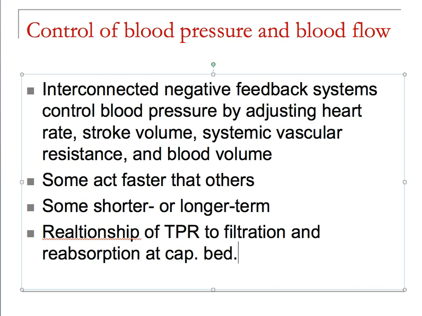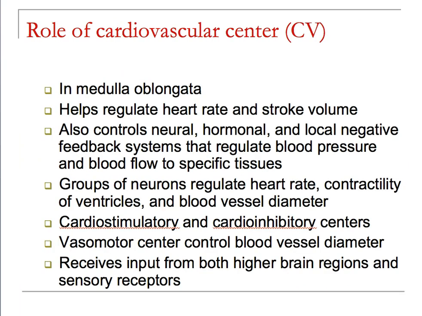Okay. Well, of course, we're going to have to interpret this, and what's going to be interpreting it is the cardiovascular center, which we were introduced to in Chapter 20. It's inside the medulla. It regulates heart rate and stroke volume, and it controls neural, hormonal, as well as local negative feedback systems that regulate blood pressure. Together, cardiostimulatory and cardioinhibitory centers inside of it regulate all of the outputs as you collect materials from both higher brain regions and those sensory receptors. And you saw those last chapter, right?